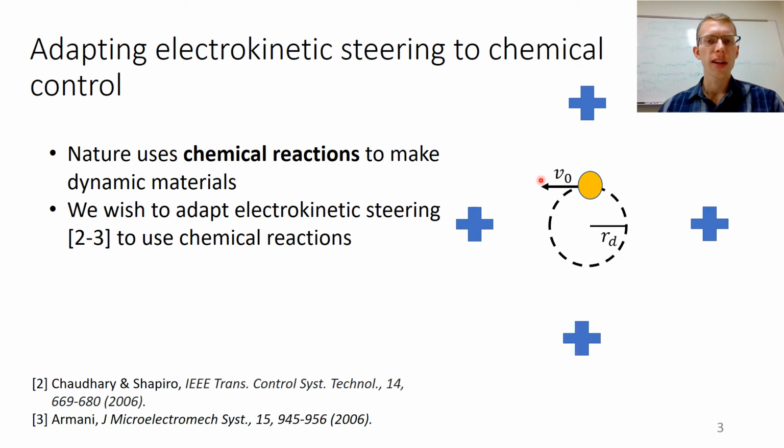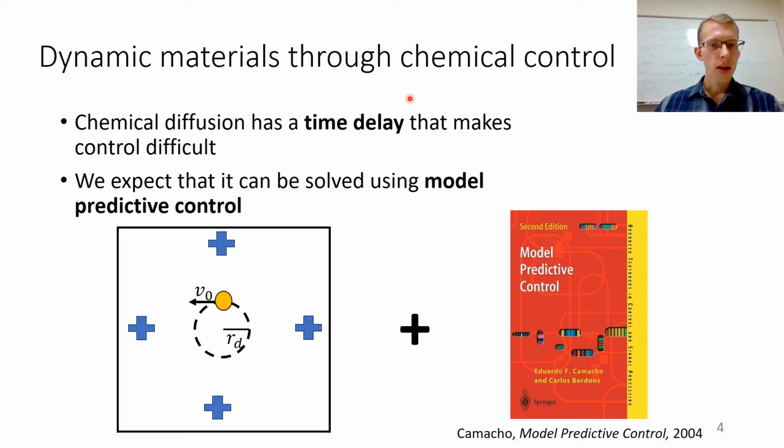To adapt this electrokinetic steering to chemical control, we replaced each of the electrodes with a highly controllable chemical reaction. So we tell it what the reaction needs to be, and the reaction creates a solute that diffuses to the location of the particle and causes it to move. One of the problems with chemical control is that diffusion has a significant time delay. It takes a long time between when the reaction happens and when its effects reach the location of the particle. We solved this problem using model predictive control, which we'll go into a little more later.